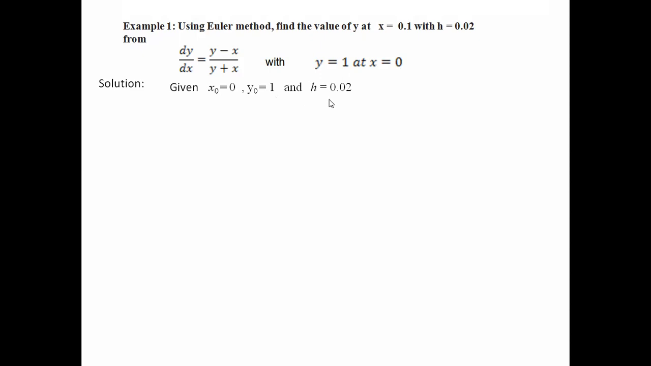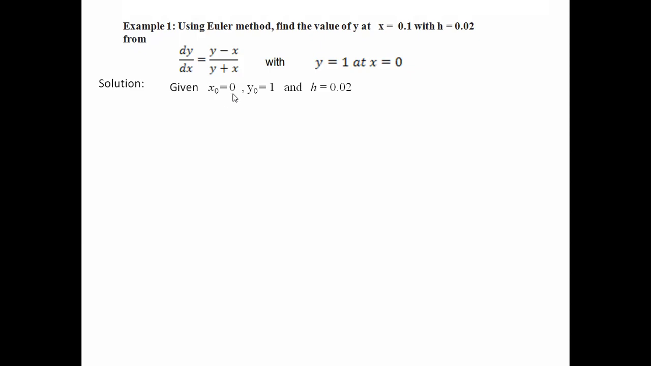Next, one thing you have to notice: what is h? h is given as 0.02. If h is not given, then you are free to select h. You can take the length from 0 to 0.1, so h is 0.1. You can take h as 0.1 also, because 0.1 is a very small number, no problem. But here they mentioned to take h equal to 0.02, so this value is considered. Now, under this condition, see how many steps we need to get the solution at the point x equal to 0.1.